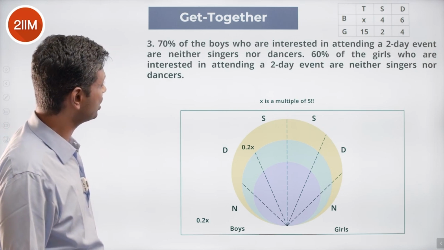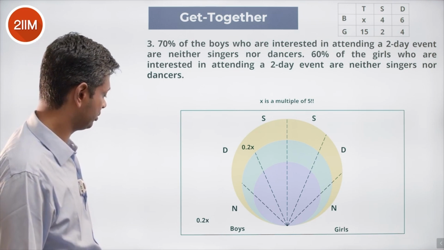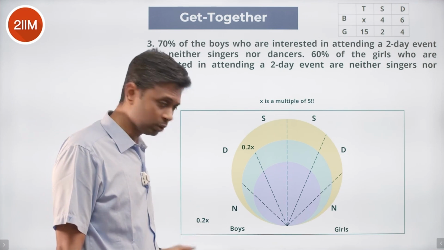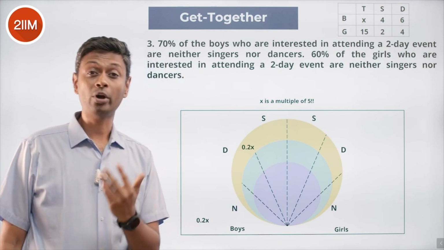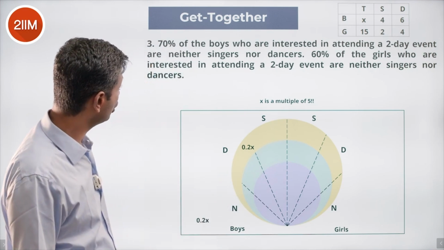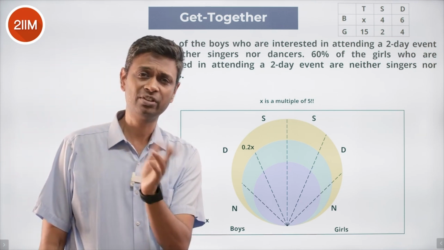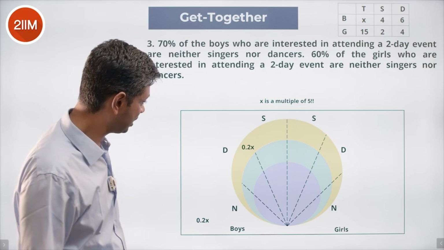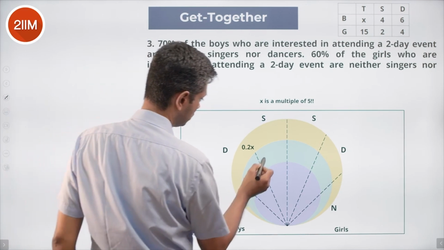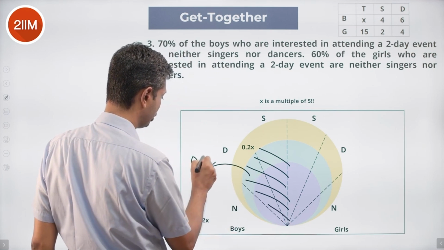70% of the boys who are interested in attending a 2-day event are neither singers nor dancers. So we're interested in attending a 2-day event. Of the boys, 0.2x goes away here, 0.2x goes away here. So we have 0.6x remaining for 2-day event. 70% of them are neither singers nor dancers. 30% of them are singers or dancers. So if you think about singers or dancers, if you think about this whole region, singers and dancers, boys, that should be 0.18x.